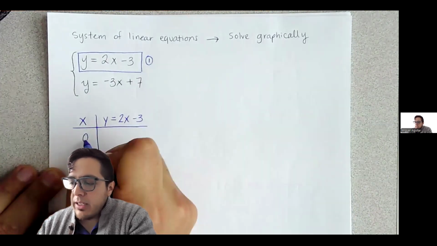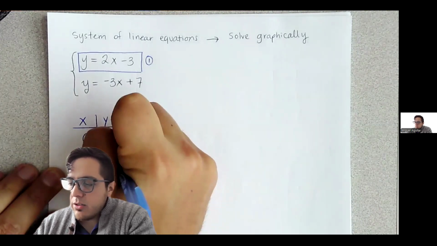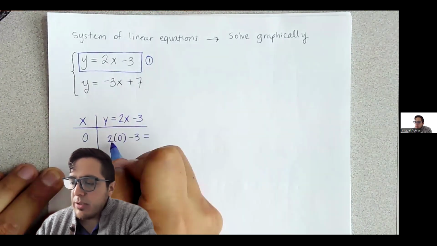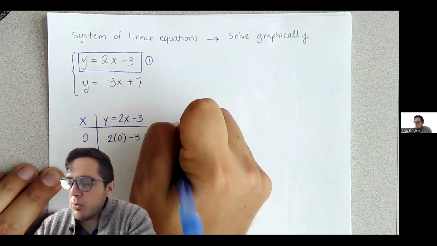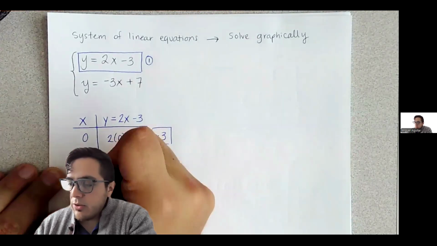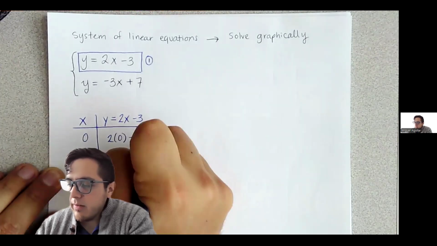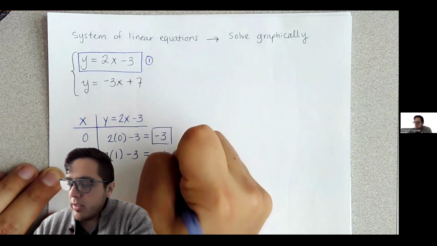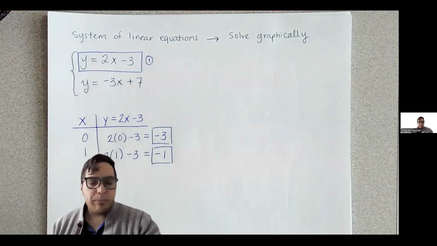Okay, so if I choose x equals 0, I can put 2 times 0 minus 3 into my calculator. 2 times 0 is 0, minus 3 is going to give us a negative 3. So that means I have the ordered pair 0, comma, negative 3 here. Okay, I'll do the same thing for 1. So that x value of 1, we're going to plug into the equation. So 2 times 1 is 2, minus 3 is going to be a negative 1. So we have 1 comma negative 1. That's our second ordered pair.